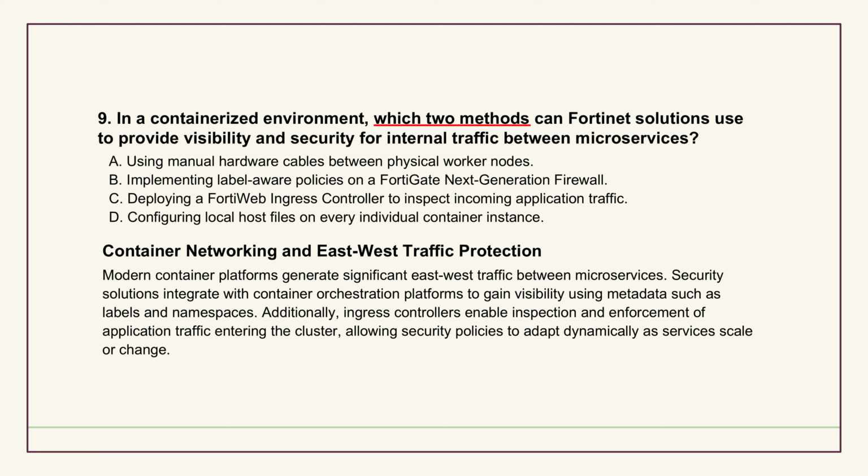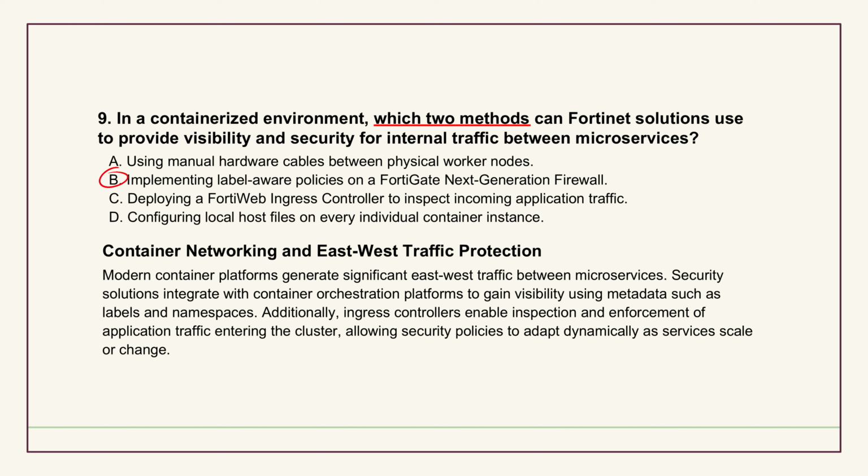The first method is enforcing network control, implementing label-aware policies on a FortiGate next-generation firewall. And the power of that is that the policy isn't tied to a static IP address, right? Precisely. The security enforcement dynamically follows the Kubernetes labels no matter where the microservice spins up or what IP it gets. The security context moves with the workload. Okay, so that's method one.